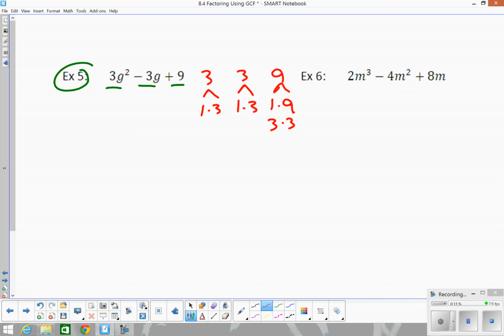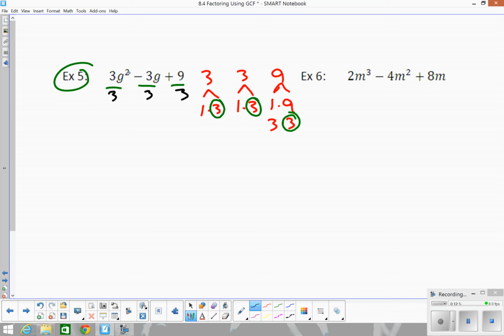So what is the greatest common factor? 3, 3, and 3. Okay, so 3 is going to be the number I'm going to pull out. Good. Now, let's talk about our variables.